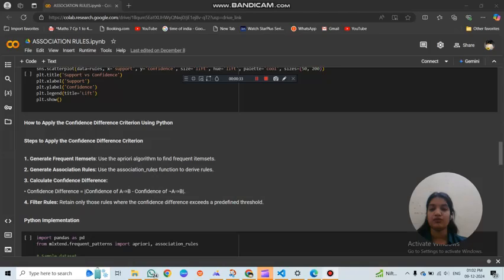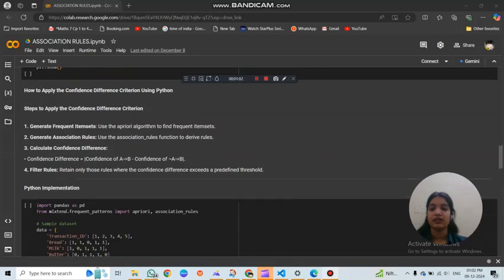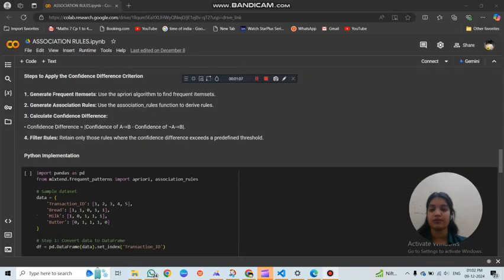How to apply the confidence difference criterion using Python. Steps to apply the confidence difference criterion. Number 1, generate frequent item sets. Use the Apriori algorithm to find frequent item sets. Number 2, generate association rules. Use the association rules function to derive rules. Step number 3, calculate confidence difference. Confidence difference is equal to confidence of A to B minus confidence of not A to B. Number 4, filter rules. Retain only those whose confidence difference exceeds a predefined threshold.